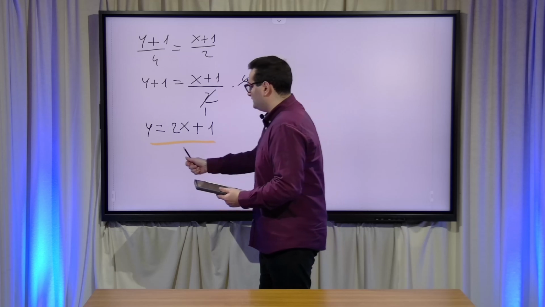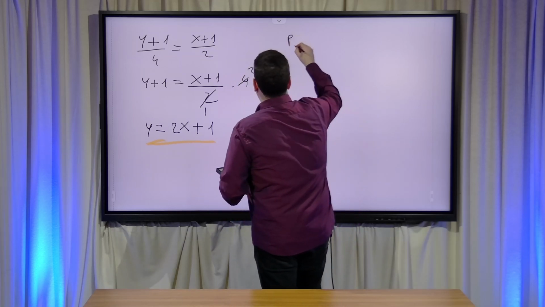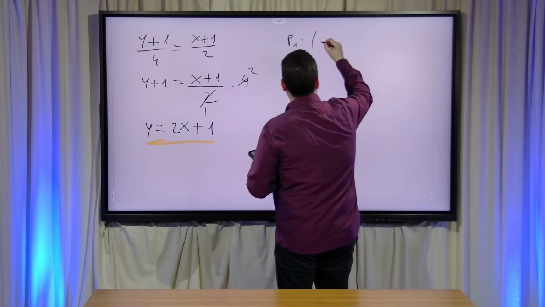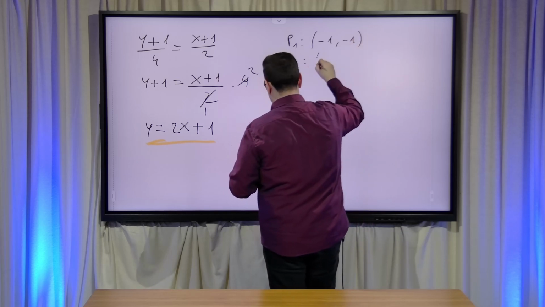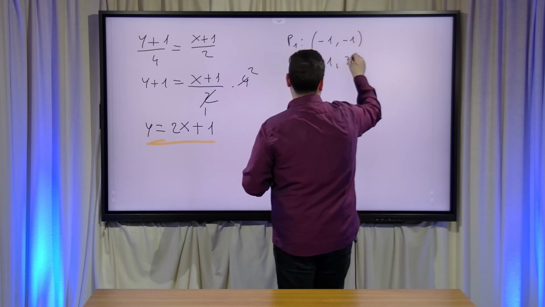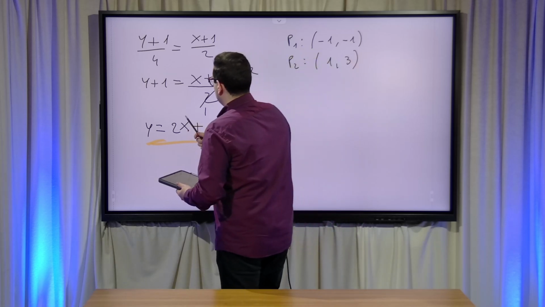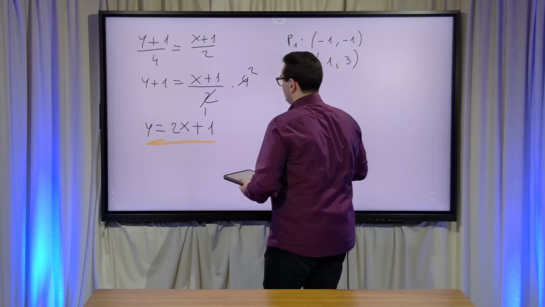So we found this equation of the line. Let's check it. Point 1 was -1, -1. Point 2 was 1, 3. So how can we check this? Just by replacing the x and y coordinates in this equation.